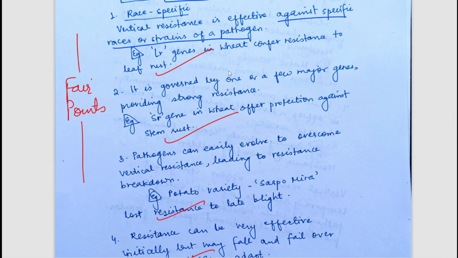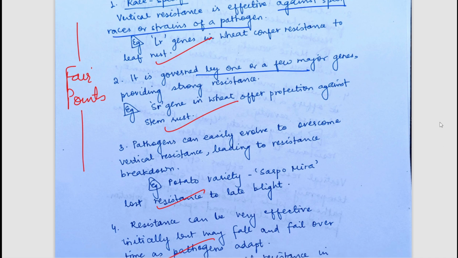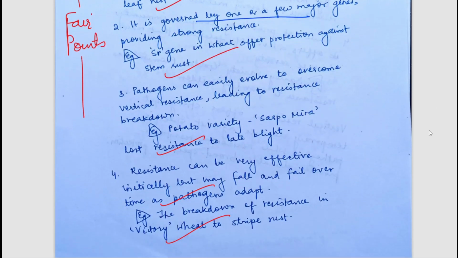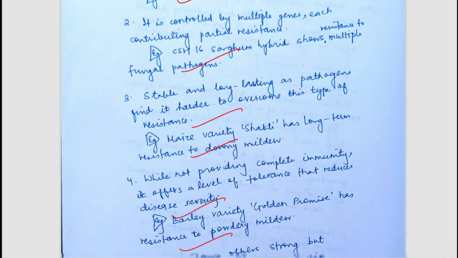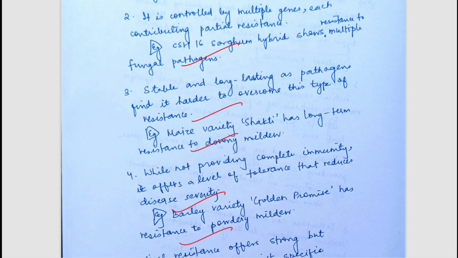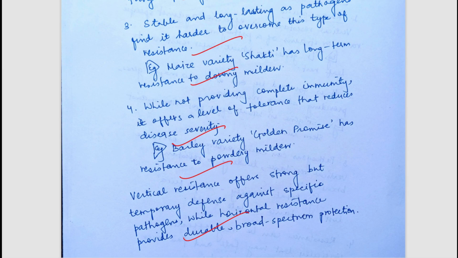Obviously, since vertical resistance is against a specific race, it will be governed by one or a few genes, whereas horizontal resistance will be governed by many genes because it provides resistance against a broader number of pathogens. So, 10 points, you can simply pause and read it. Examples have been well mentioned. Now let's move to the next question.